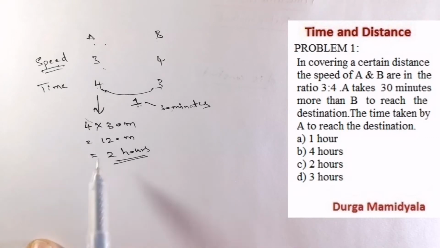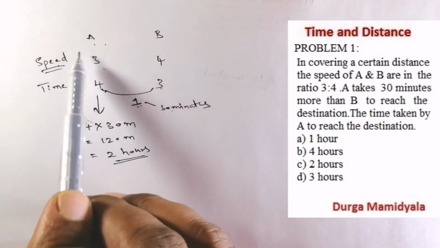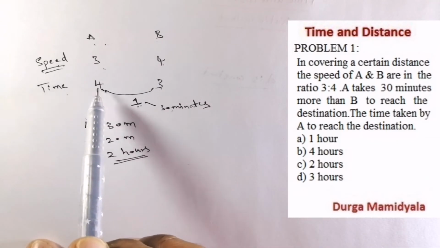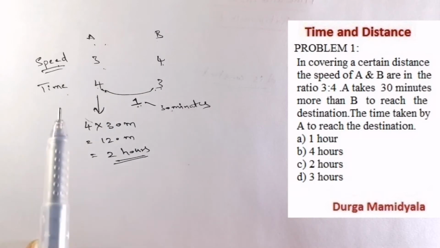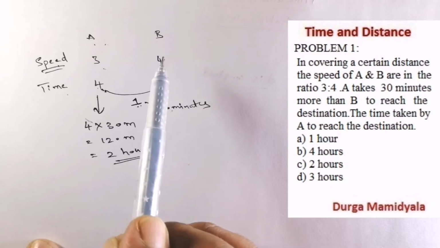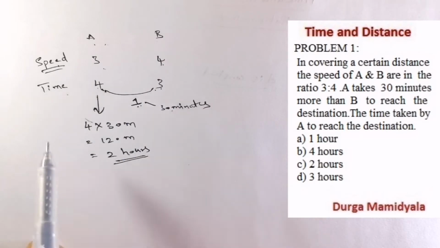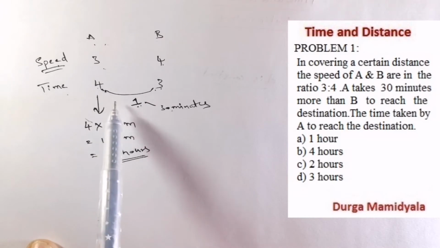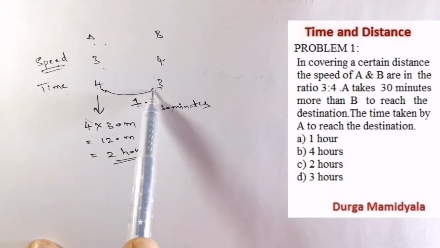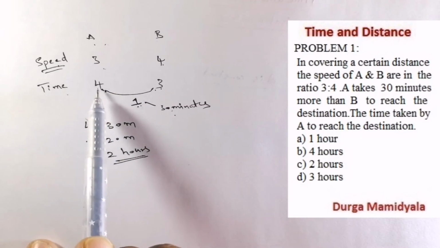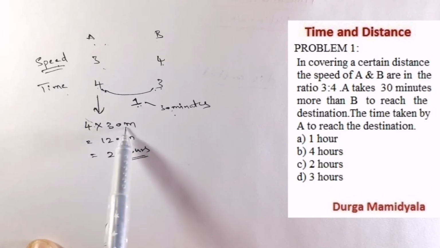I want to say it once again. See here, if the speed ratio is 3:4, the time ratio is going to be 4:3, depending on only one condition: the distance is constant. Both are traveling the same distance. Only then can we take this formula. We have seen the difference is 30 minutes between A and B, so we have 1 unit difference between A and B, and 1 unit stands for 30 minutes. Then the time taken by A is nothing but 4 into 30 minutes, which is 120 minutes, or 2 hours.